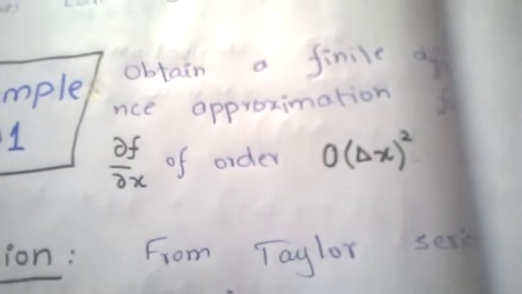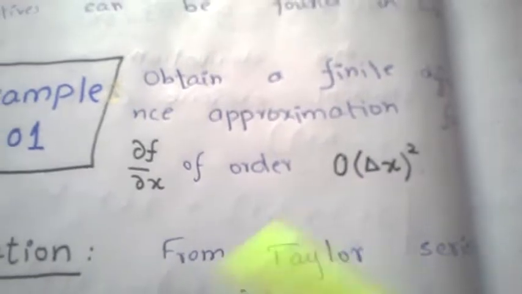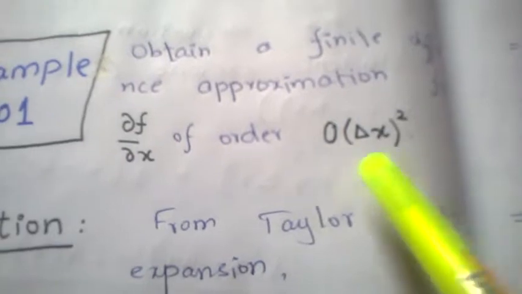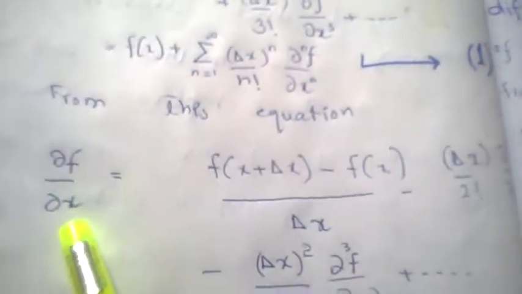Next, we have to find a finite difference approximation for partial f by partial x, first derivative, and its order is delta x square. For this, we will have to go to lecture 1 part A, where we used the Taylor series, and from the Taylor series we found this formula for partial f by partial x. By using this Taylor series, you have to simply eliminate partial f by partial x, and this was equal to partial f by partial x plus this term and so on.